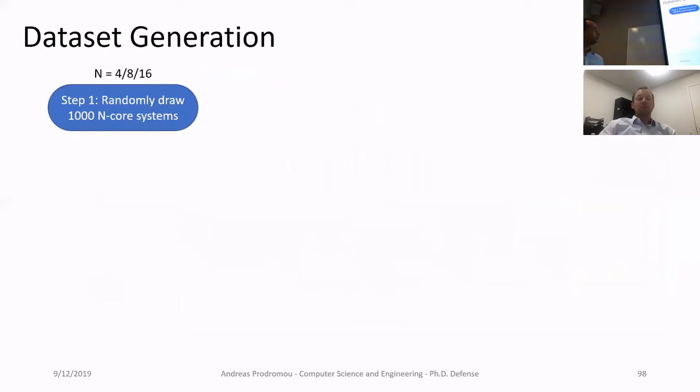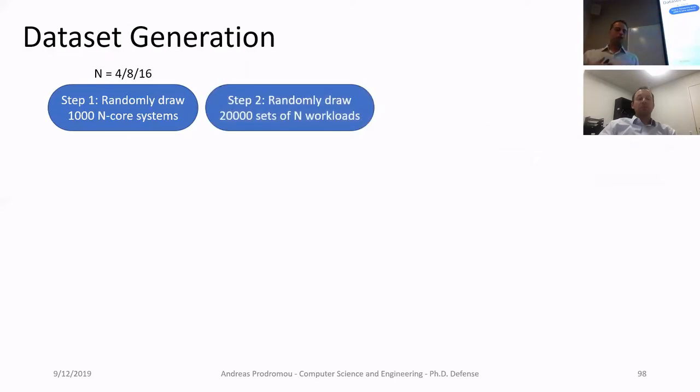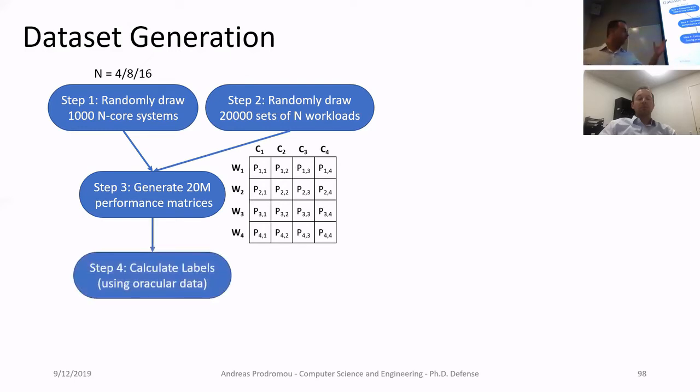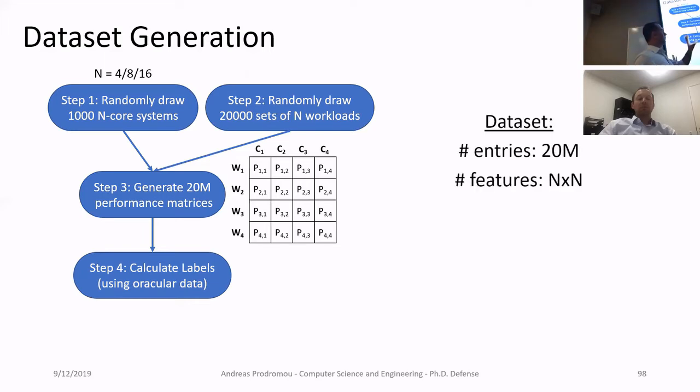To do that, we start by randomly drawing 1,000 multi-core systems, and we also draw 20,000 sets of n workloads to run on those systems. We combine the two to generate 20 million instances of the scheduling problem, 20 million performance matrices. And finally, we do some math to compute which scheduler really should be used in each case. This leads to data sets for each n of 20 million entries with n times n features.